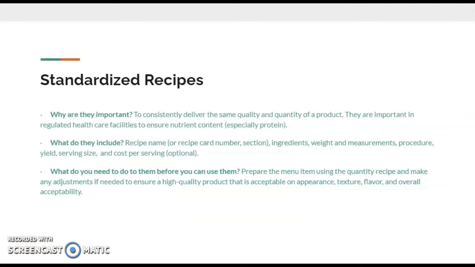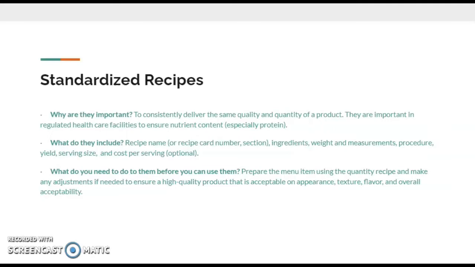Standardized recipes. These are important to consistently deliver the same quality and quantity of a product. They're really important in healthcare facilities to ensure nutrient contents are being met, especially protein. They include the recipe name, or however the recipe is being identified, whether it's by a recipe card number. It also is going to include the ingredients, weight and measurements, procedure, yield, serving size, and cost per serving.